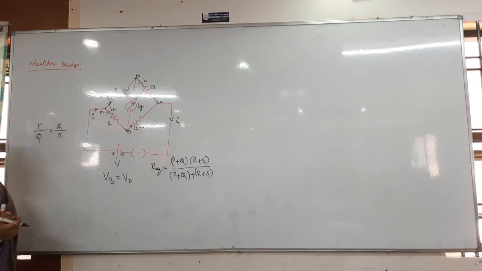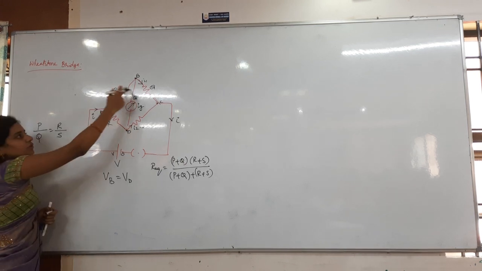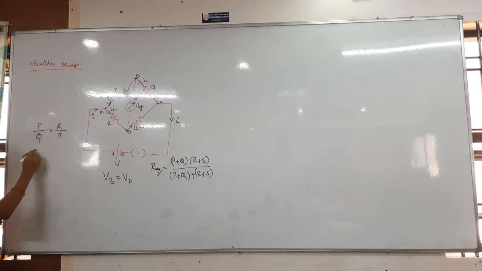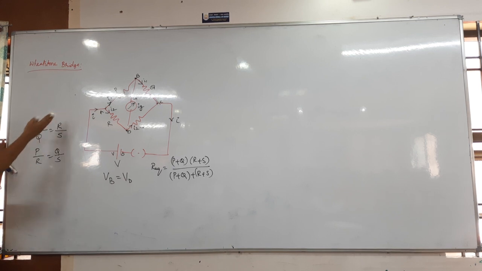So then what is the balancing condition? Nothing but this P by Q is equal to R by S. Otherwise I can say P by R is equal to Q by S. Is there any change in that? Is there any problem in that? See, I am just sending this one down and this one up.